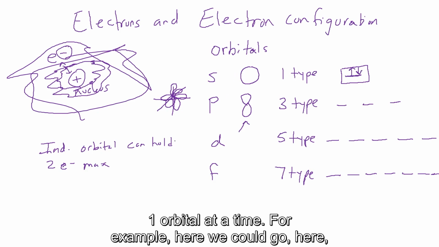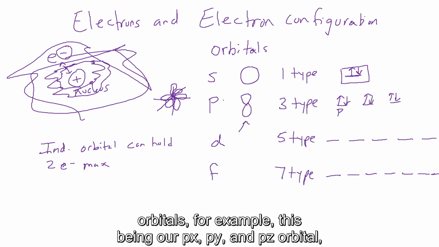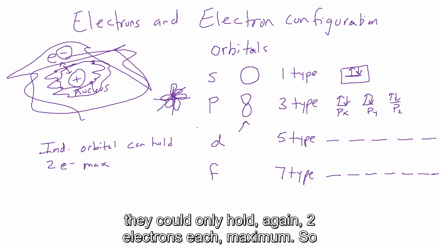to one orbital at a time. For example, here we could go here, here, here, here, here, and here. Again, each of the individual p orbitals, for example, this being our px, py, and pz orbital, could only hold, again, 2 electrons each maximum.